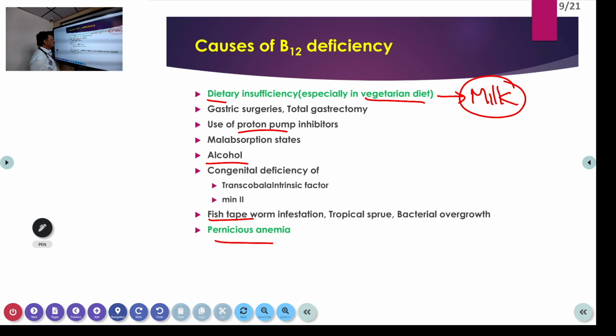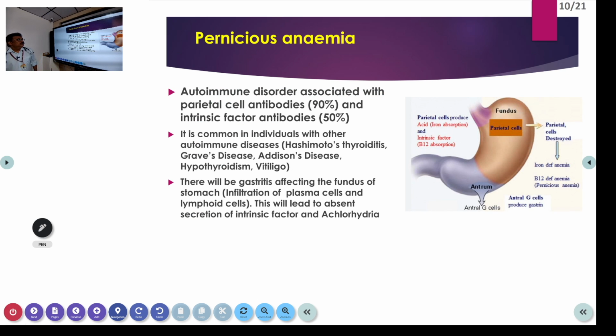Pernicious anemia is immune mediated anemia against intrinsic factor. Pernicious anemia is an autoimmune disorder associated with parietal cell antibodies. That is very important. Parietal cells help you to absorb the B12. So parietal cell antibodies and intrinsic factor antibodies. So that's an antibody mediated destruction of parietal cells or intrinsic factor. This intrinsic factor, which is secreted by parietal cells, is very important for B12 absorption. That will lead to pernicious anemia.